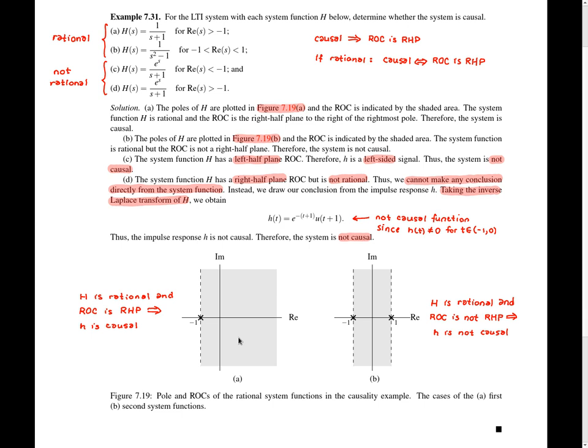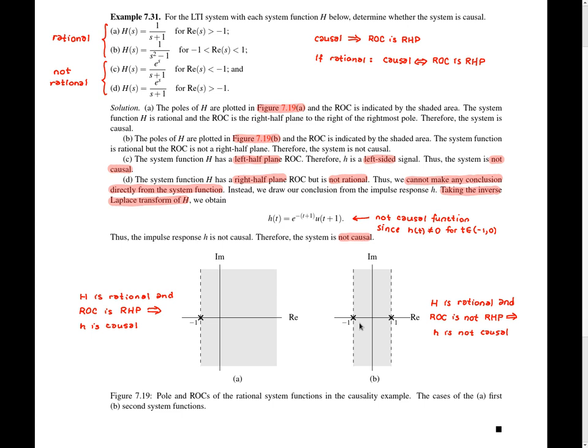Next, let's consider the system function big H given in part B. In other words, let's consider this particular system function here. Clearly big H is rational. The poles and region of convergence of big H are plotted in figure B, in other words in this figure here. Since big H is rational with one or more poles, we know that the system is causal if and only if the region of convergence of big H is a right half plane to the right of the rightmost pole. The region of convergence of big H, however, is a vertical strip.